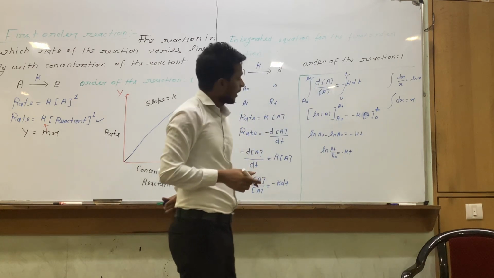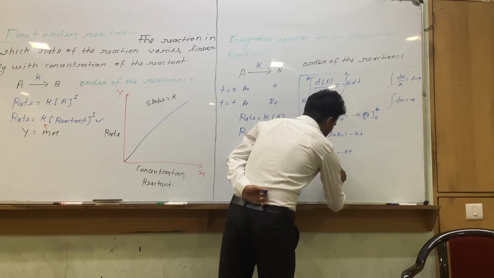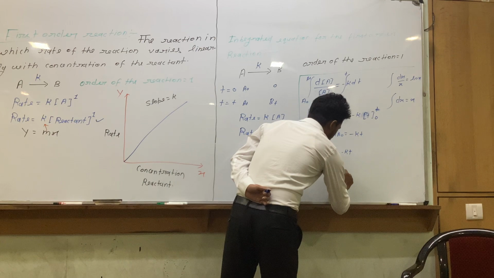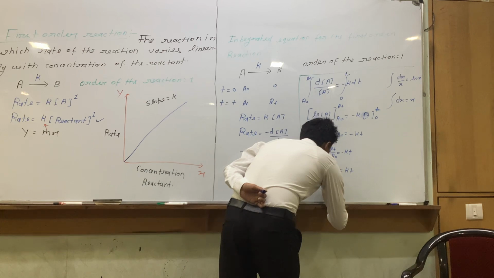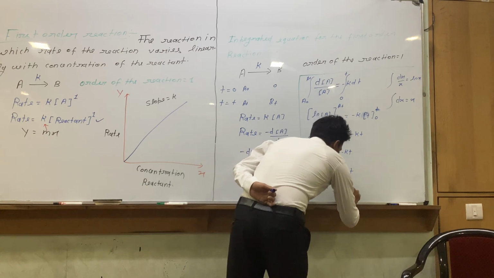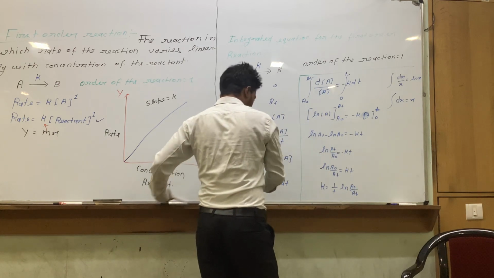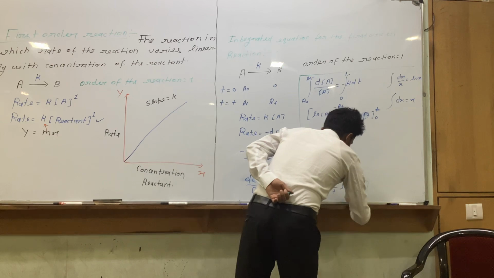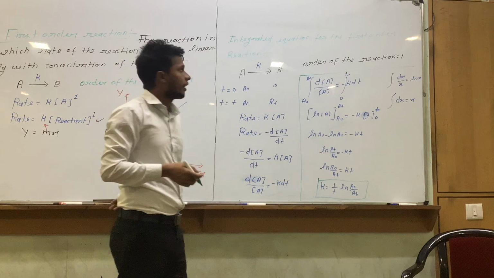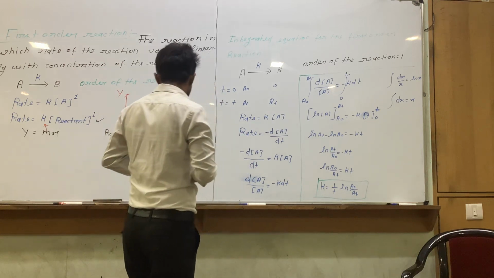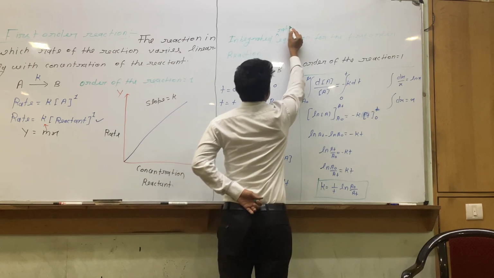If I multiply this equation with a negative sign, it will be ln A naught upon At is equal to kt. So simply arranging this equation, k is equal to 1 by t ln A naught upon At. So this is the integrated rate equation for the first order reaction.